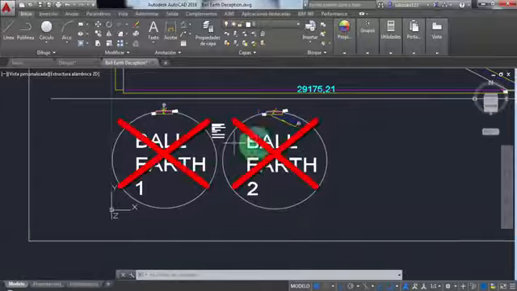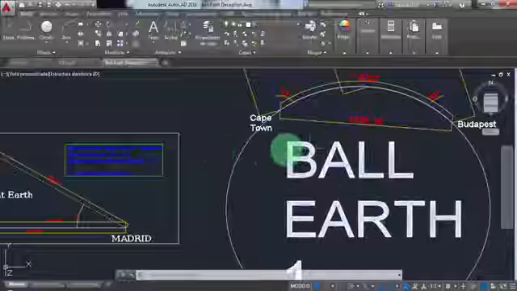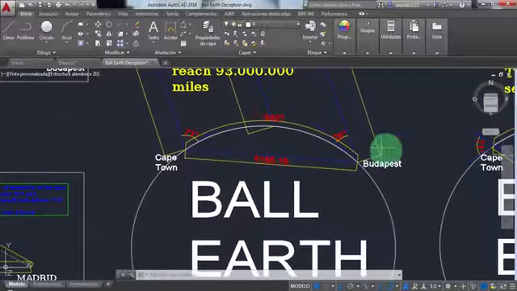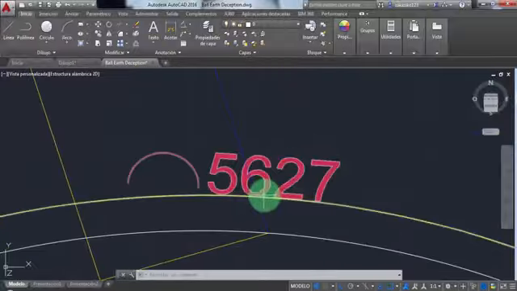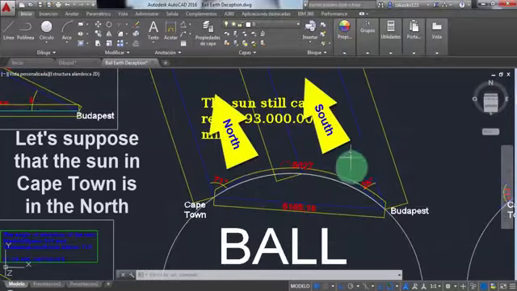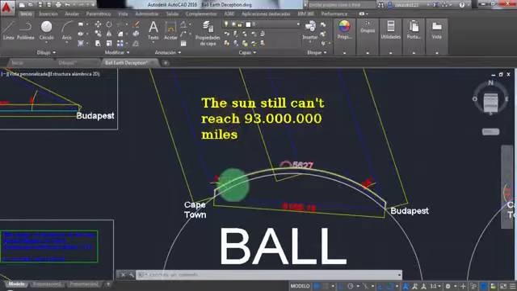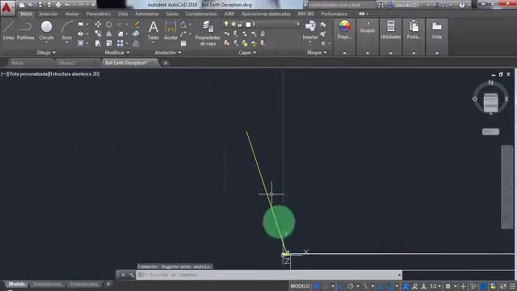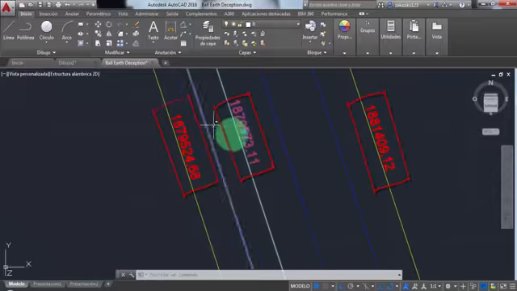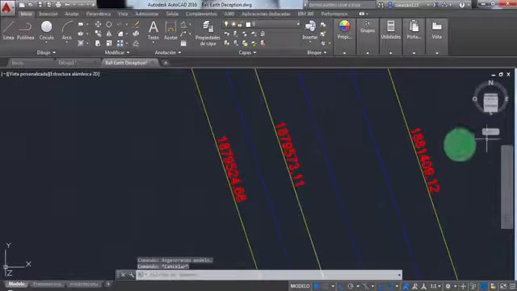Okay? And I did it again at 11:30 a.m. when the sun was between Budapest and Cape Town. Okay? This is for those who think that the time would make a big difference. There you go. No difference at all. The distance is not even 2 million miles, not even close to 93 million miles. It can never reach that far. Okay?